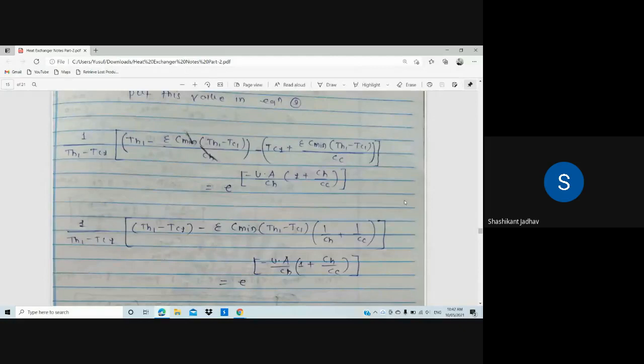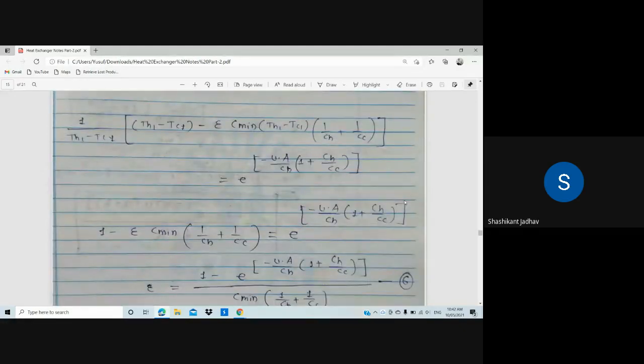Okay, so from that bracket we have to take the common as th1 minus tc1. तर त्या ब्रॅकेट मधून आपण th1 minus tc1 जर कॉमन घेतला तर काय होईल, तर ब्रॅकेटच्या बाहेर पण th1 minus tc1 आहे, तो डिनॉमिनेटरला आहे, आणि न्यूमरेटरला आपण काय कॉमन घेऊ शकतो, th1 minus tc1 कॉमन घेऊ शकतो. म्हणजे th1 minus tc1 कॅन्सल होणार. ओके, सो व्हॉट इज द रिमेनिंग टर्म, 1 minus epsilon c minimum into bracket 1 upon ch plus 1 upon cc. समजले का बघा, th1 minus tc1 हे कॅन्सल होणार आहे. सो व्हॉट इज द रिमेनिंग इक्वेशन, 1 minus epsilon into c minimum into bracket 1 upon ch plus 1 upon cc bracket complete is equal to e raised to bracket minus u into a divided by ch into bracket 1 plus ch upon cc bracket complete. ओके, तर सिम्प्लिफिकेशन केल्यानंतर तुम्हाला समजेल. दिस इज द इक्वेशन फॉर दॅट.